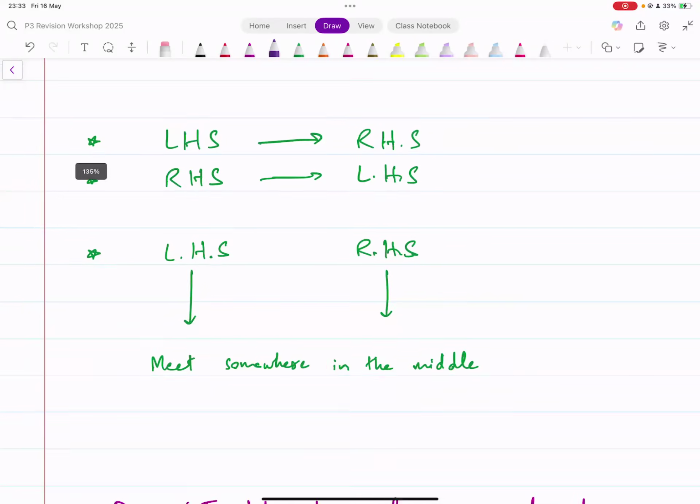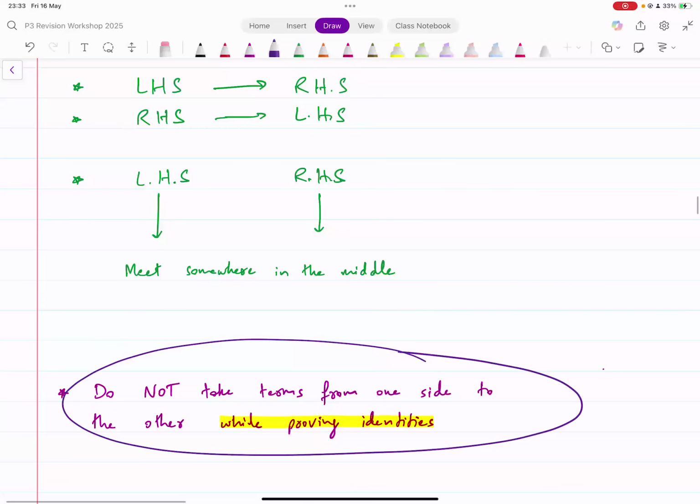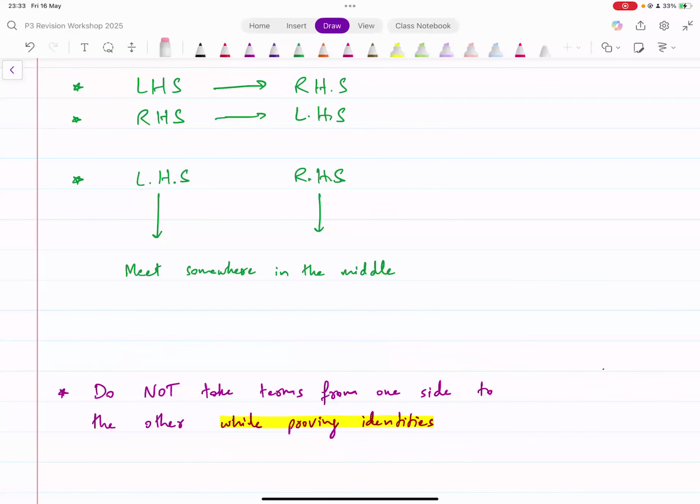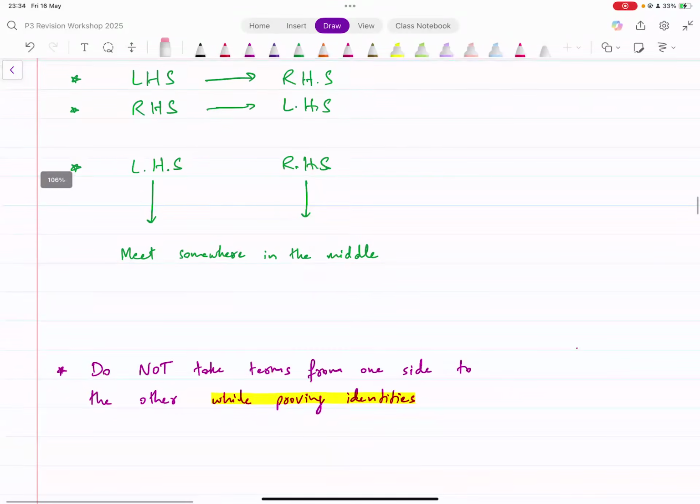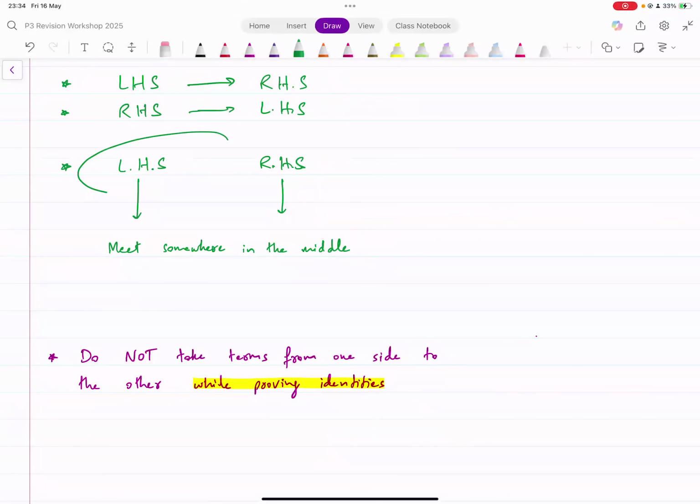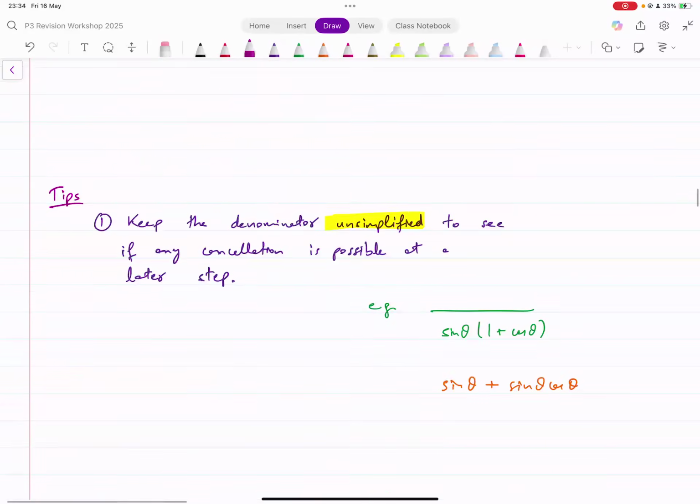However, when you do that, you do not take terms from one side to the other. That is not allowed. While you are proving identities, you're not allowed to take a term from one side to the other, because that will be assuming that the identity is true. But you have to prove that the identity is true. So while you're proving identities, you are not supposed to take terms from one side to the other. So if you're using this method, then you keep them separate. Keep the left-hand side separate, the right-hand side separate, and try to meet somewhere in the middle as you go along, where they become equal to each other.